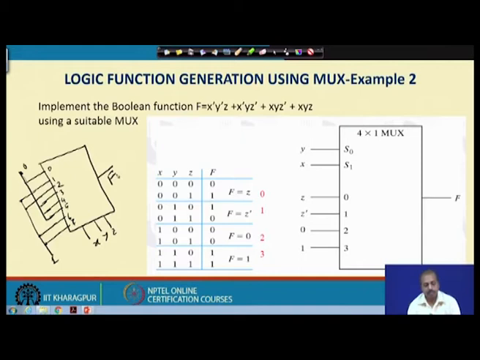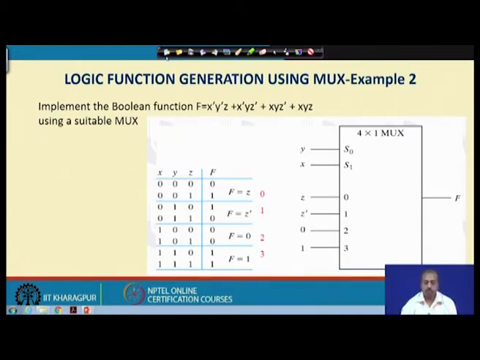By using this 8:1 multiplexer, I can definitely realize it, but how can I do it using a 4 input multiplexer? For doing it with a 4 input multiplexer, we have to proceed like this. We make the truth table, and then these inputs x and y we apply directly to the select lines S0 and S1, and for the third input I figure out like this first.